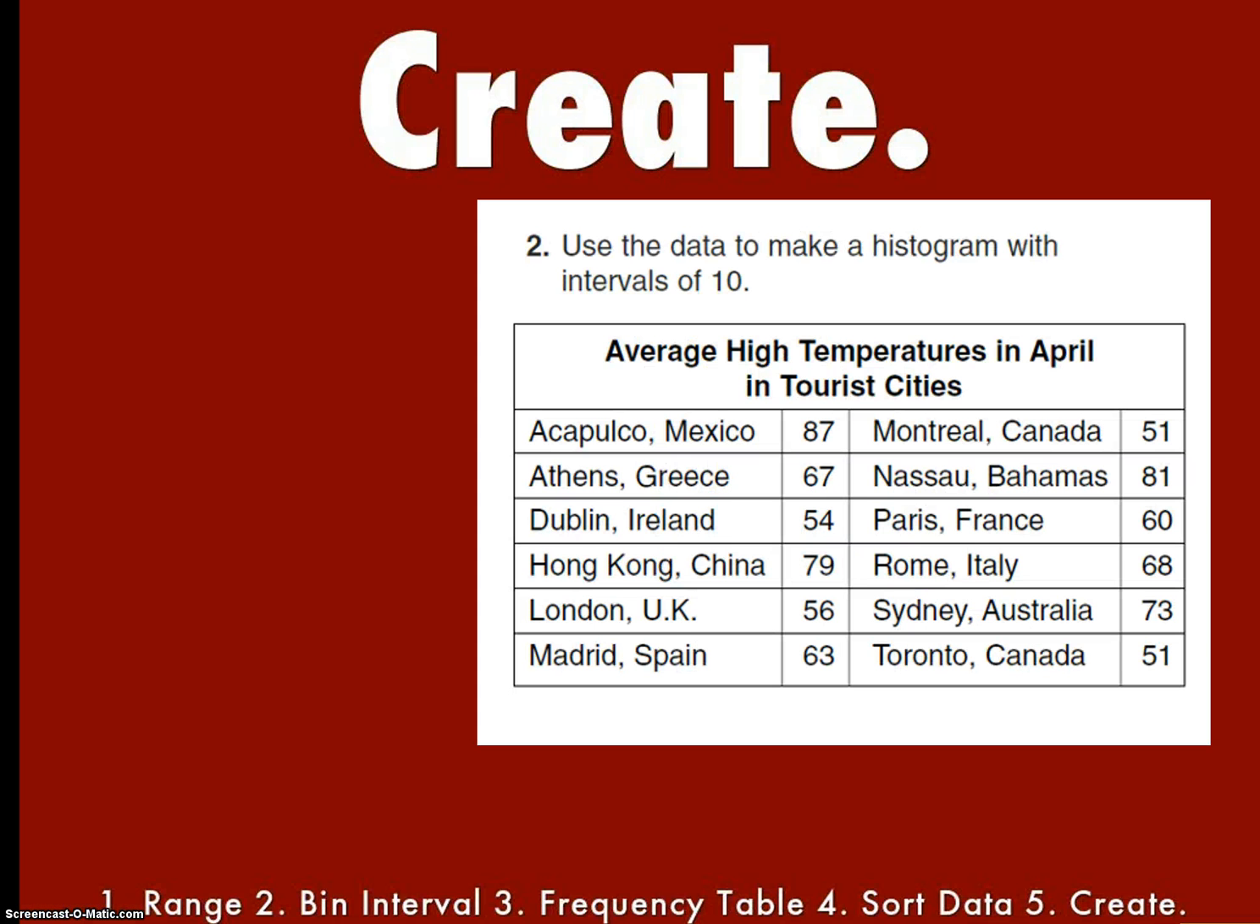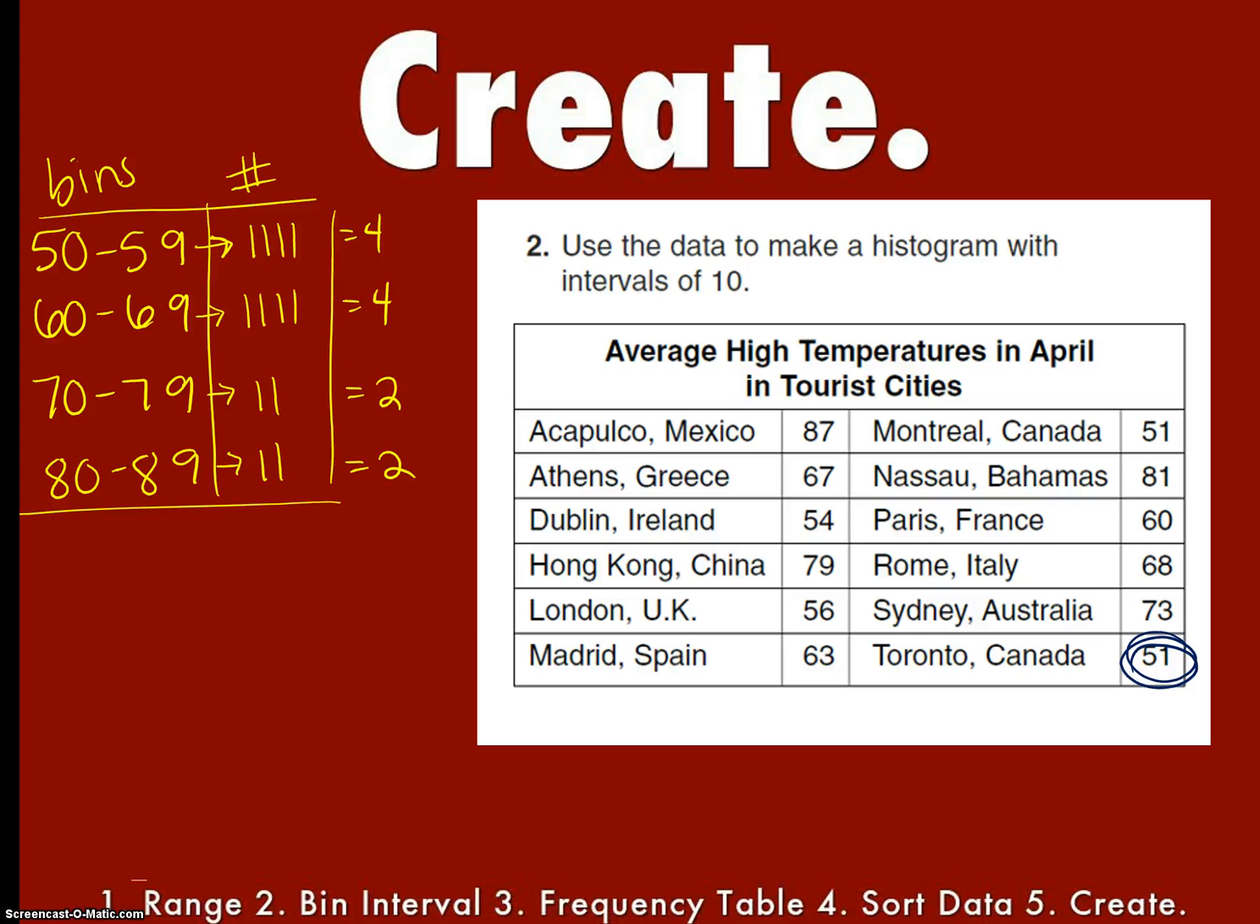Here is your next one. We're going to start by making a frequency table, and we're going to do intervals of 10. So start with looking at the lowest number in your table. So 51 looks like it's the lowest. So I'm going to make my bins from 50 to 59, 60 to 69, 70 to 79, and 80 to 89. Pause the video and make your frequency table.